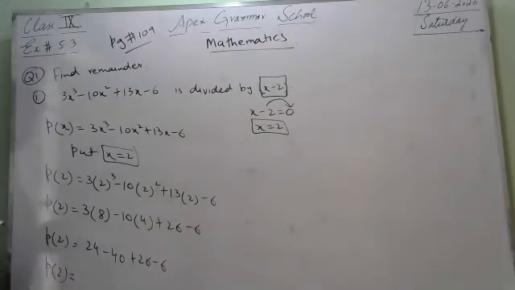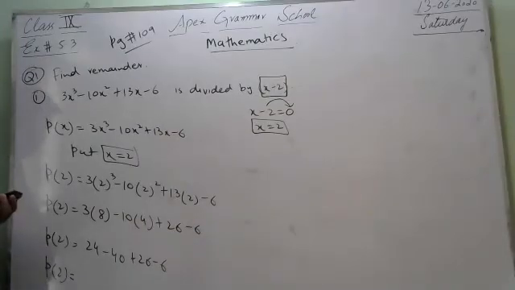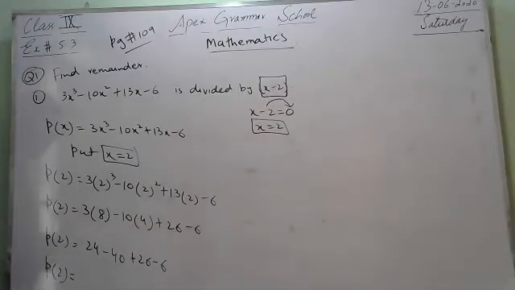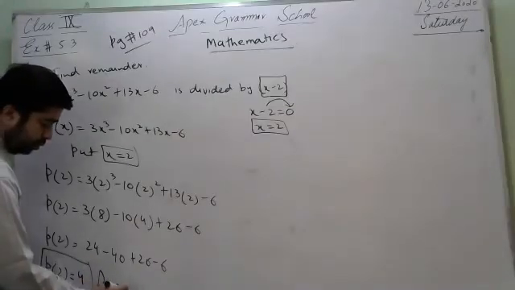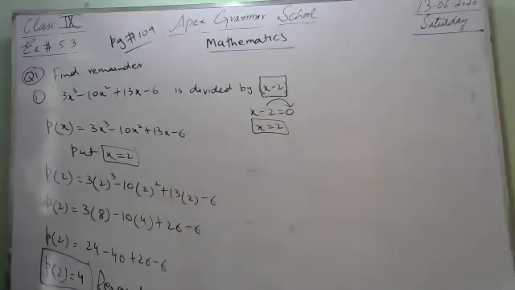Polynomial, that will be 24 minus 40 plus 26 minus 6. So you will have answer 4. This 4 is basically the remainder. You can see how easily we can find the remainder.